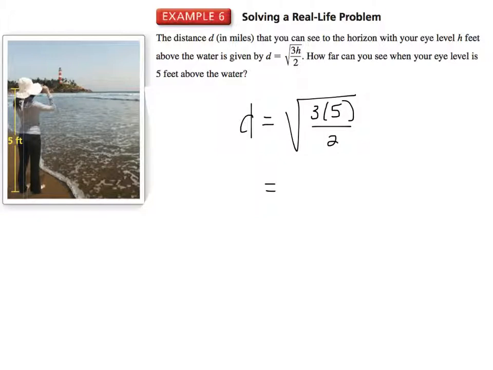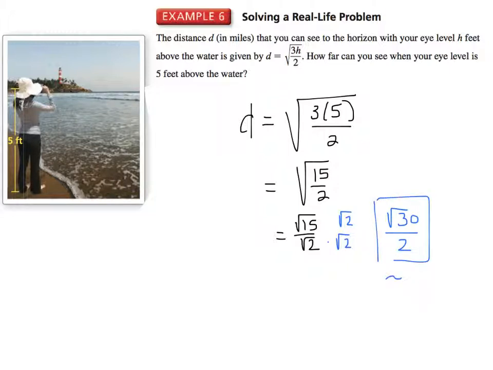That gives you the square root of 15 halves, which gives me root 15 over root 2. Now, if I wanted you to simplify this in radical form, I can't have a root 2 on the bottom. So what would you multiply? We'd multiply by root 2, because I want to get 4. That gives me root 30 divided by 2.